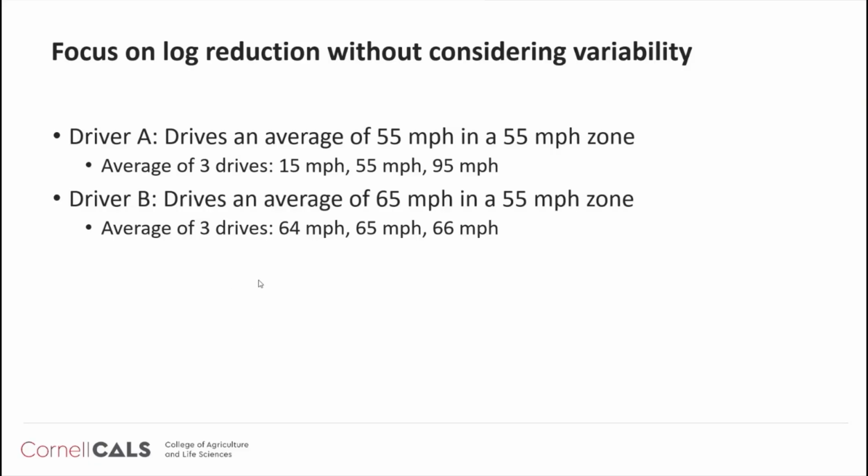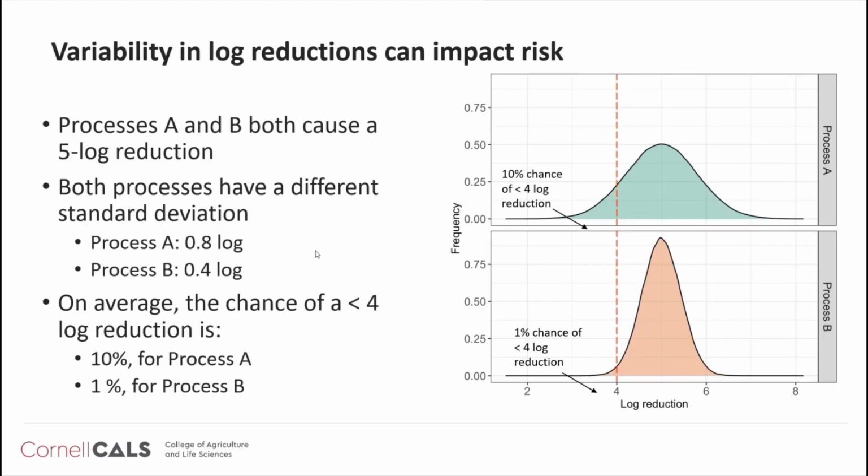Now that does apply to produce safety and food safety in general. Give you 2 examples of 2 processes, process A and process B, and you can see that they have similar means. However, process A has a lot more variability than process B. Obviously, you want to pick process B because that means you have a very low chance that every now and then you get a low level of reduction, in this case, less than 4 log reduction. It's a highly variable process like here.